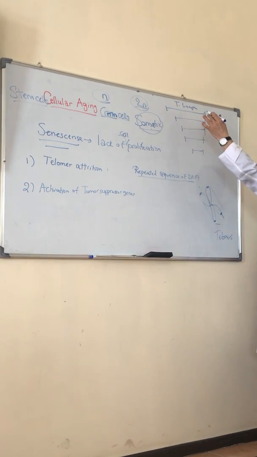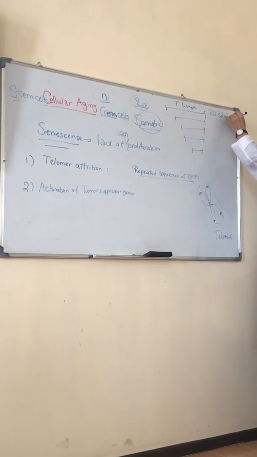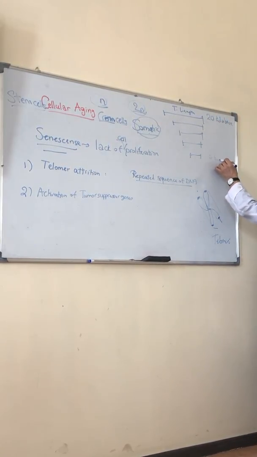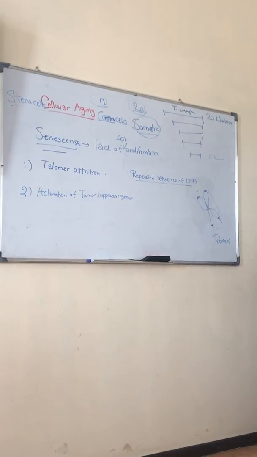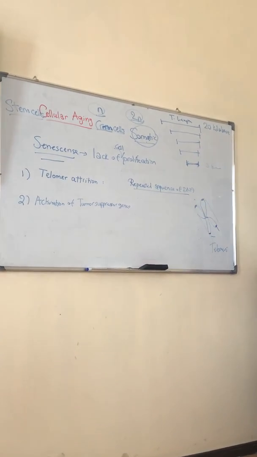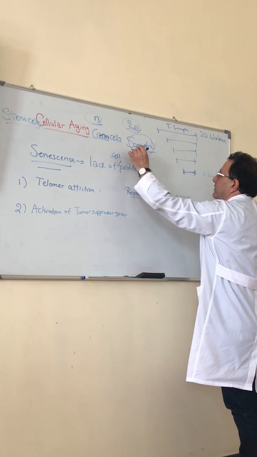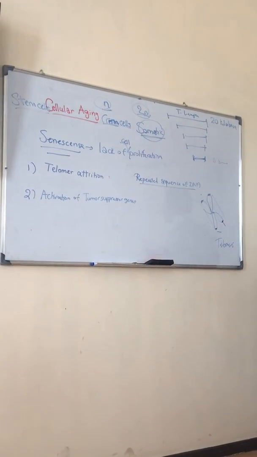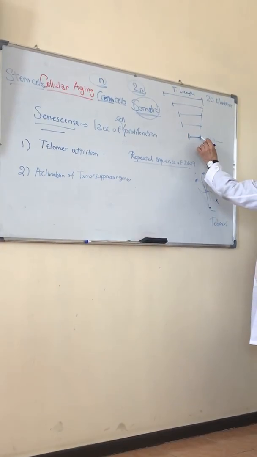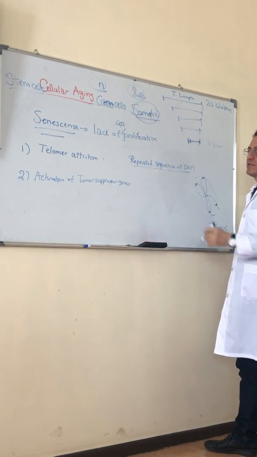So imagine if this length is 20 kilobases, thousand bases. This reaches 5 kilobases after different proliferations. And the shortening of the length of telomere increases the damage risk to the chromosome. So our somatic cells have telomeres, but nothing protects these telomeres. That's why with each cell division, the length of telomeres decreases, and somatic cells have a limited life.